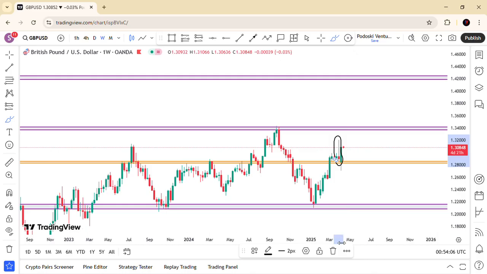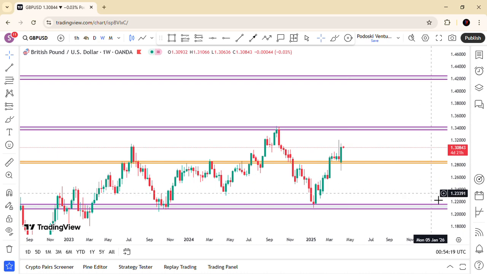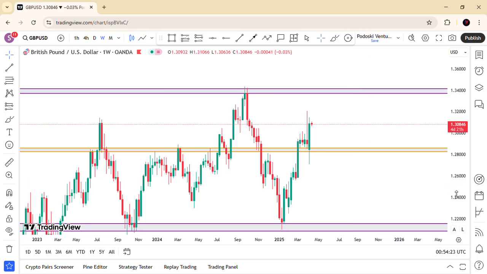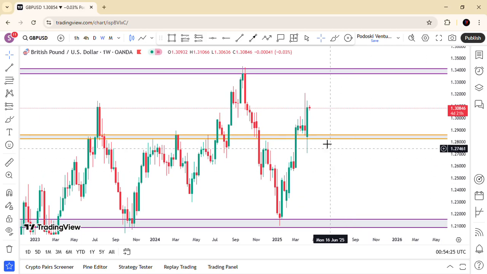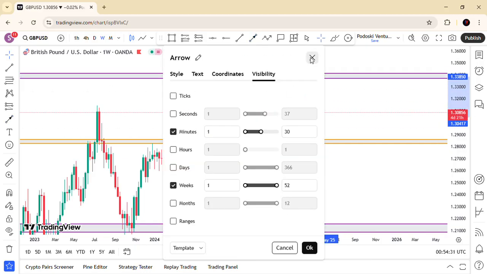so we were looking for selling opportunities all the way to the downside, but last week's candle proved that the buying pressure is still in the market, so we should be looking for buying opportunities, not selling opportunities on GBP USD. So like I said, on the monthly we are going to be looking for buying opportunities all the way to the upside on GBP USD.